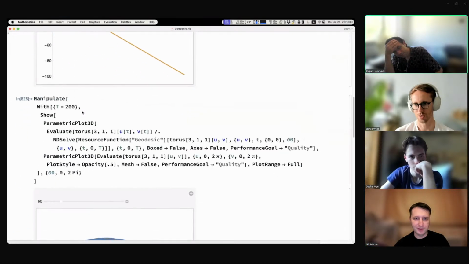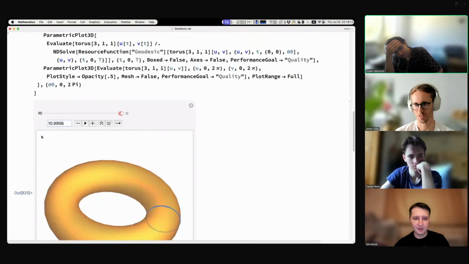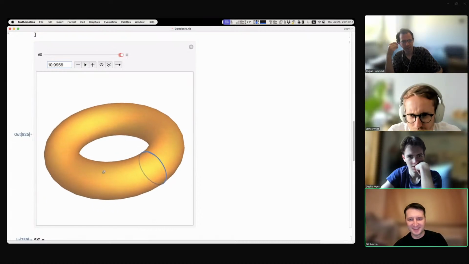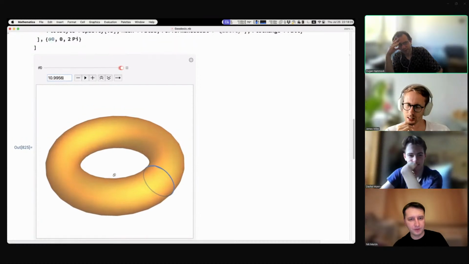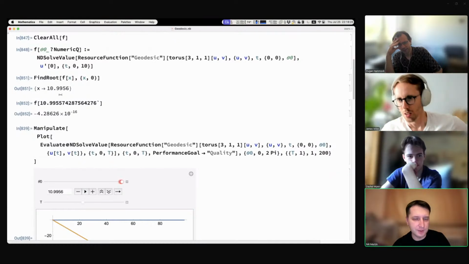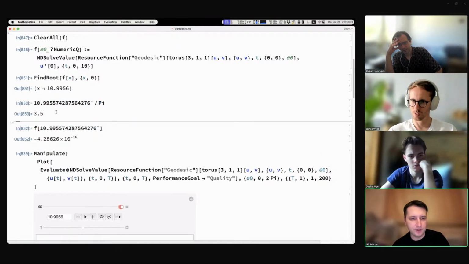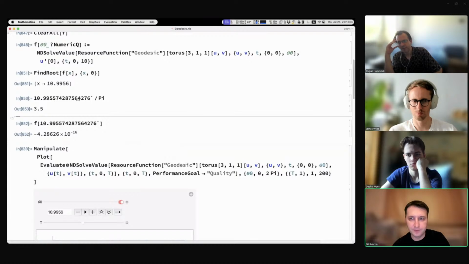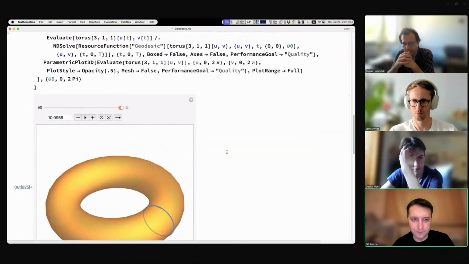Now show the geodesic. Can we just construct it? Is it essentially the same as, what is it divided by pi? 3.5. Well, if it's periodic, then it's essentially like half. It's just going around the small axis. So just pi over 2, essentially.